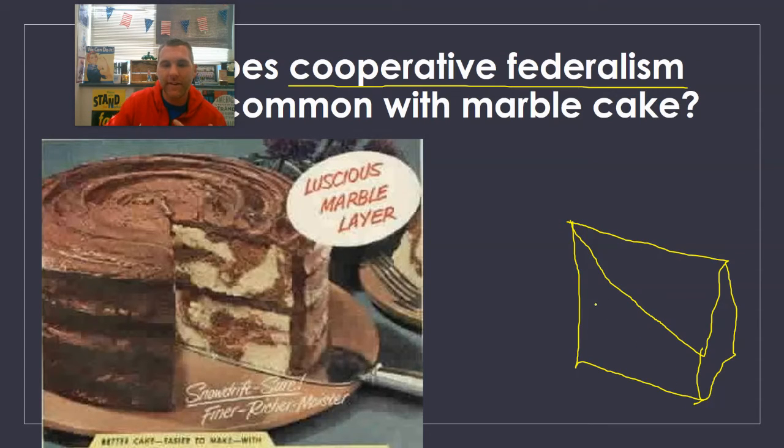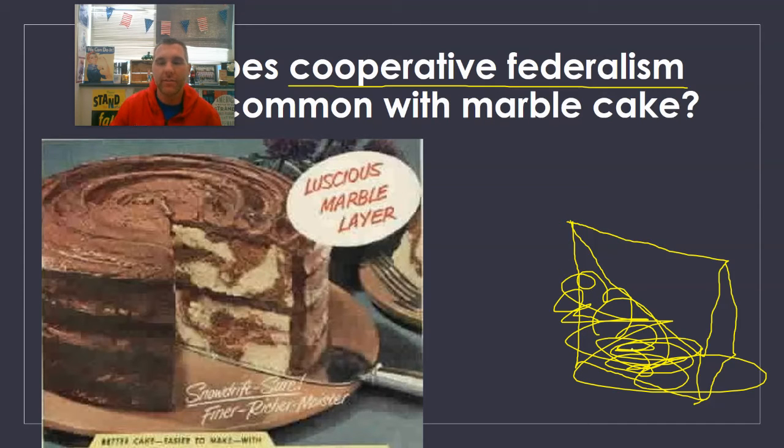Anyway, so here's my nasty looking cake, and it's a marble cake, right? And it's just all mixed in together. You've got the chocolate, vanilla, all swirled in together. This is what we look at with federalism since 1932. And this is meant to say that the federal government and the state government are not separated in easily defined layers. No, it's all one big mixture.